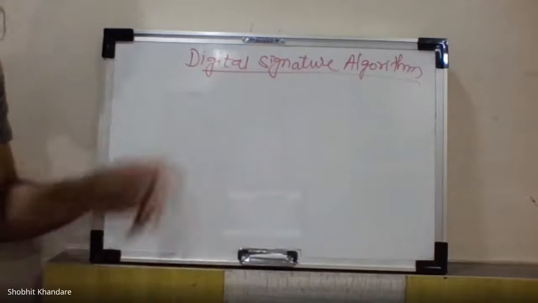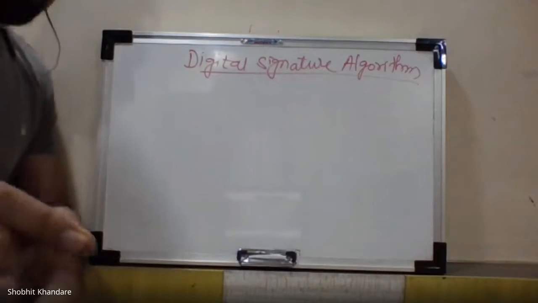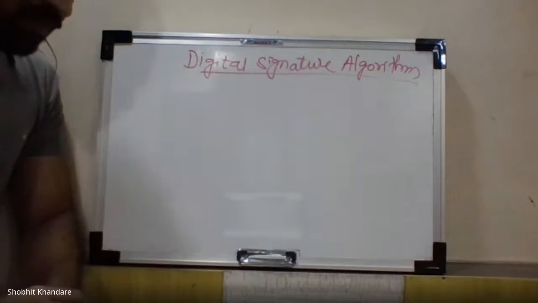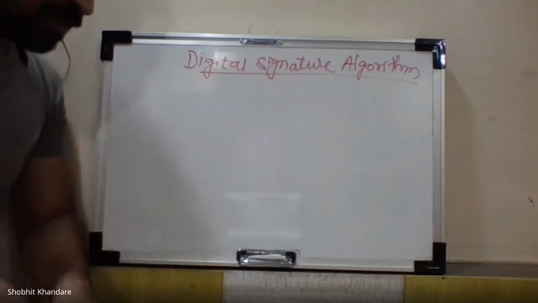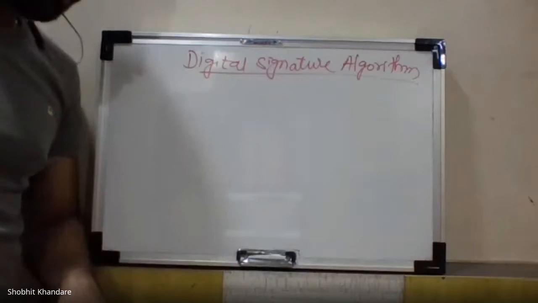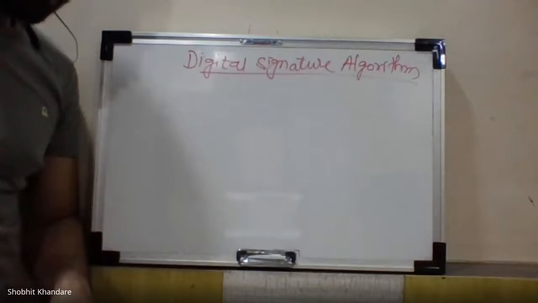So first write down the digital signature. Write down one or two sentences on this. If the message or hash code is encrypted at the sender side by using the private key, then this process is a digital signature.